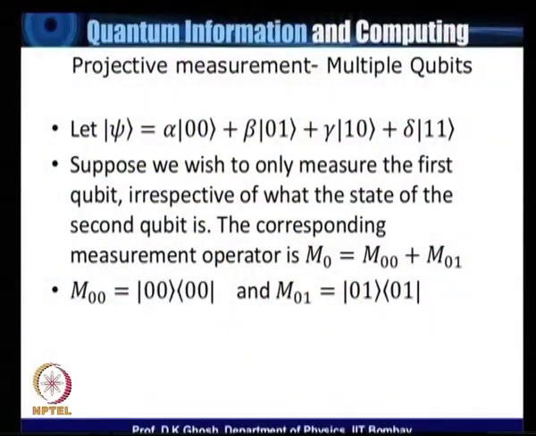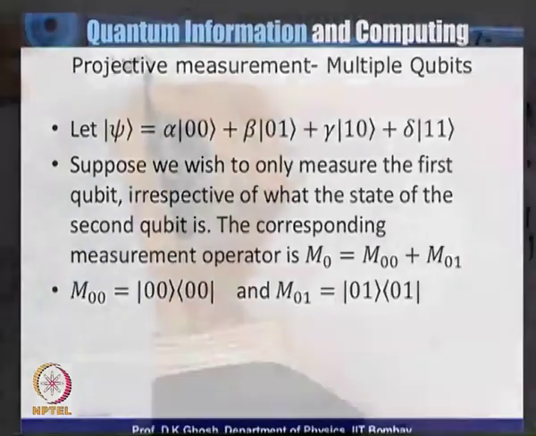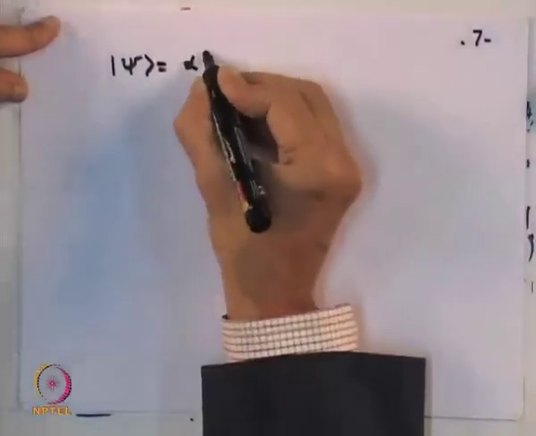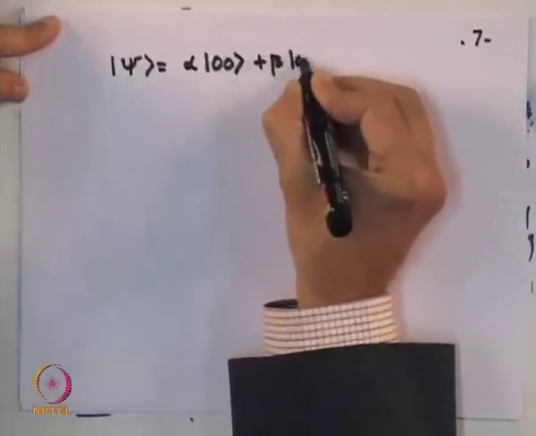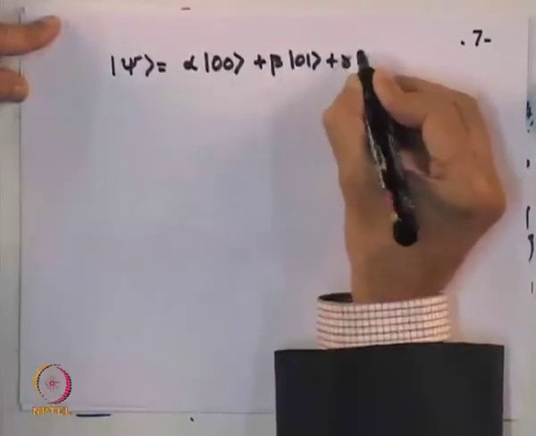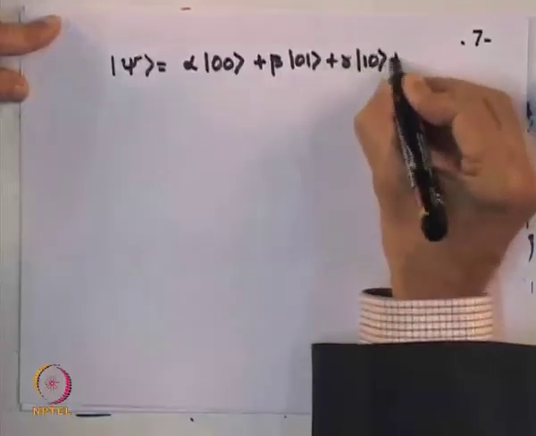Now, let me make this extension to the projective measurement, but this time I will take the case of 2 qubits, which is a first step towards generalizing to n qubits. So my psi here is a general 2 qubit state, alpha 00 plus beta 01 plus gamma 10 plus delta 11.